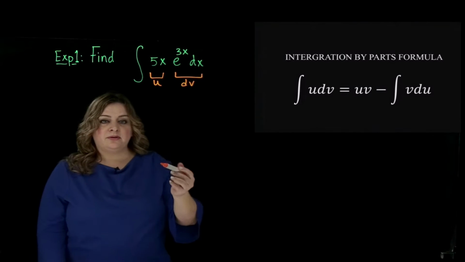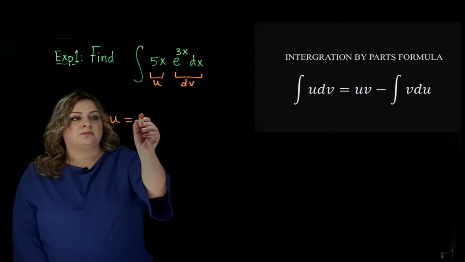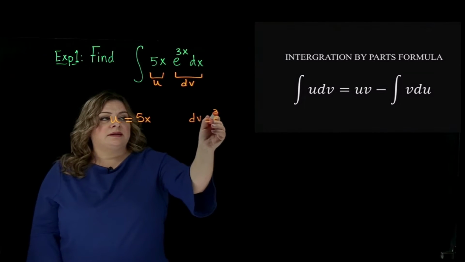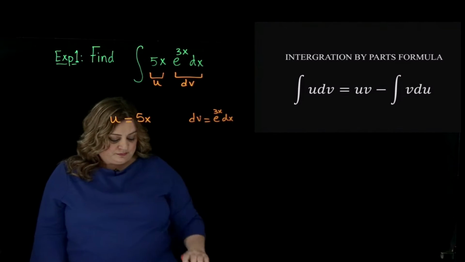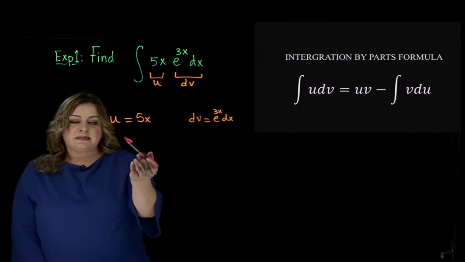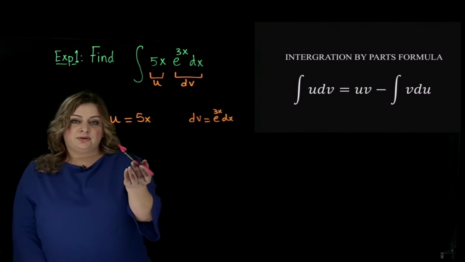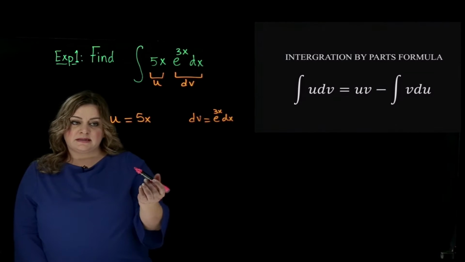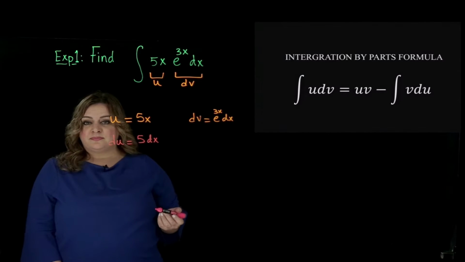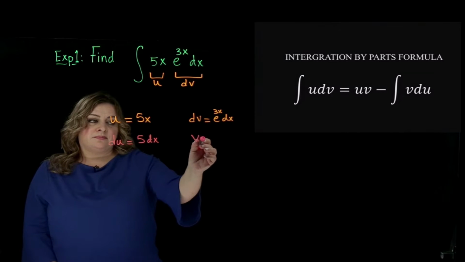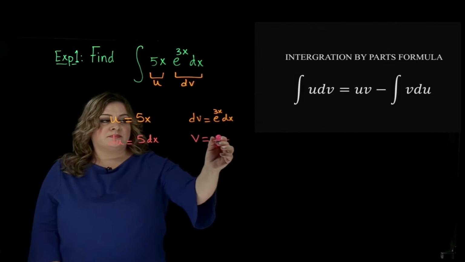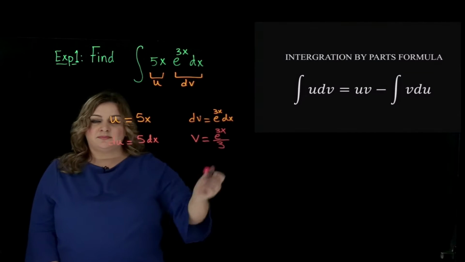Now rewriting this here, we will have u equals 5x and dv equals e to the 3x dx. Now du/dx equals 5. We want du, so we multiply both sides of the equation by dx, and we will have du equal to 5 dx. Here we want v, and v is the antiderivative of e to the 3x, which is e to the 3x over 3.